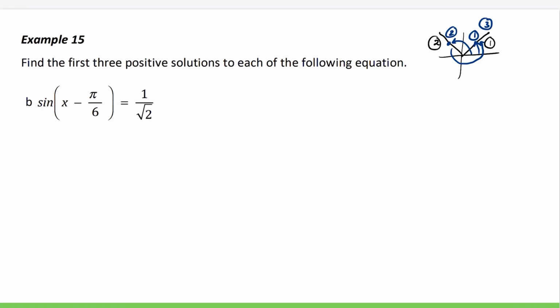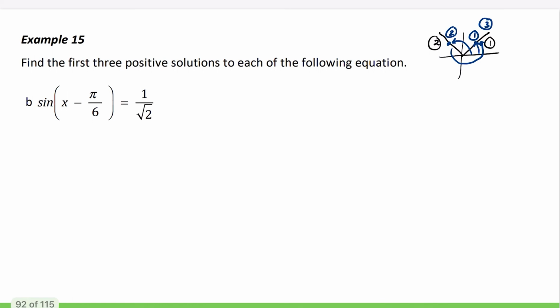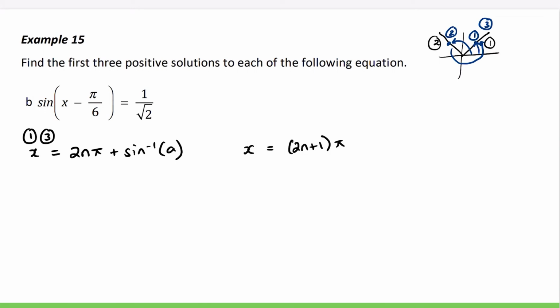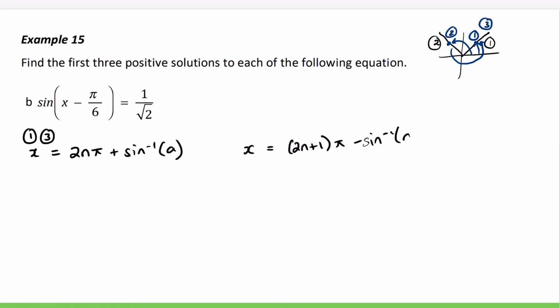We can go back to look at the formulas if you'd like. So we've got x is equal to 2n pi plus sine inverse of a. So that's, remember, for my first quadrant. I might just write a 1 so I remember that for the first quadrant. You could even write maybe as well the 3 so you know it's for the first and third solution. And then the second one was x is equal to, and I'll just confirm, 2n plus 1 pi, and then minus sine inverse of alpha. And that was because it's in the second quadrant there. And so this is for the second.